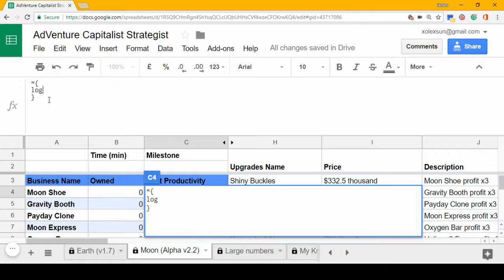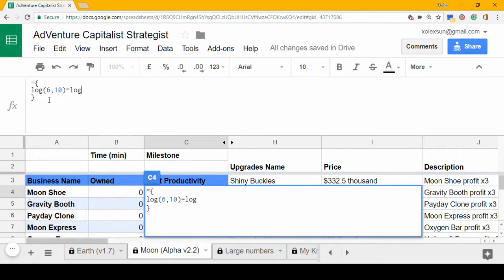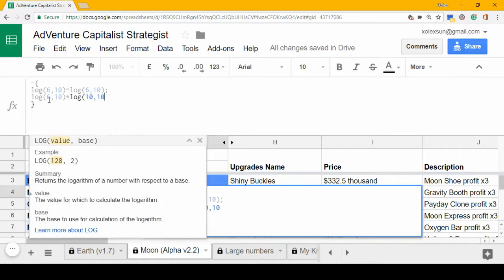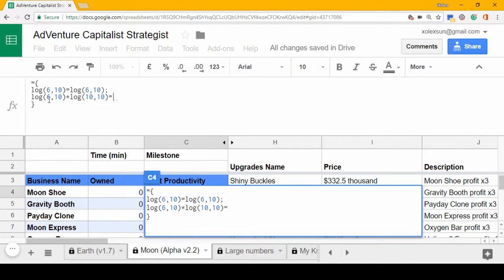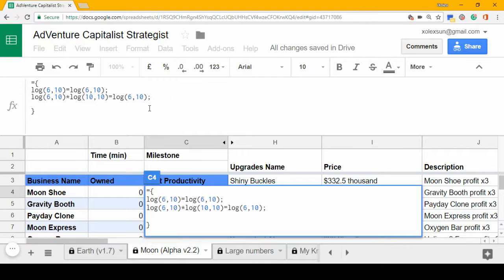So let's begin with the final equation that we have. Log 6 base 10 equal to log 6 base 10. Both parts are the same, left hand side and right hand side, that's why it's true. And now we can manipulate the equation. I'm going to multiply the left hand side by log 10 base 10, and log 10 base 10 essentially is equal to 1, so I can ignore that on the right hand side. So now I have these equations.